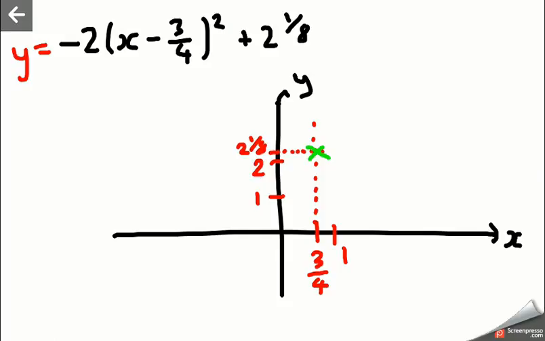Okay, well, you can plot some other points now. Maybe it's good to find the y-intercept. And the y-intercept is going to be when x is equal to 0. So when x equals 0, we're going to have negative 2. Let's write this down. So y of 0, the y-intercept, is going to be equal to negative 2 times 0 minus 3 over 4 squared. So negative 3 over 4 squared, that's the same as 3 over 4 squared. 3 over 4 squared is 9 over 16, plus 2 and 1/8.